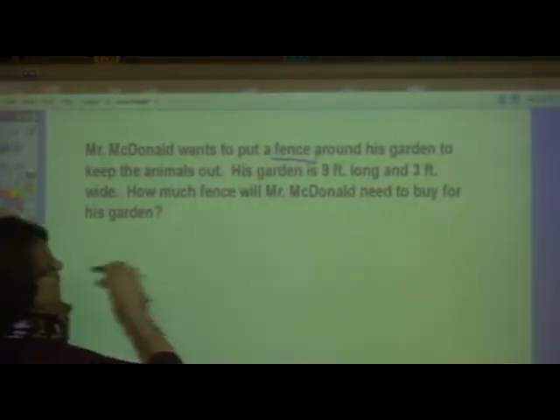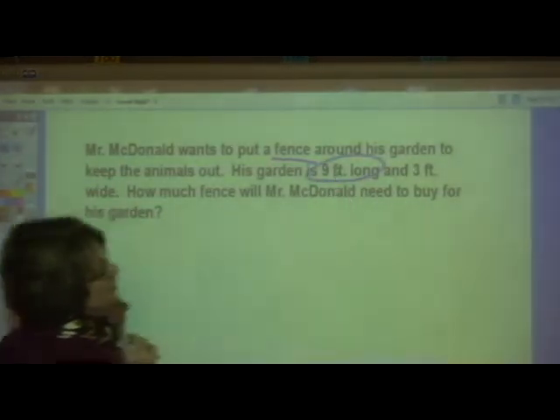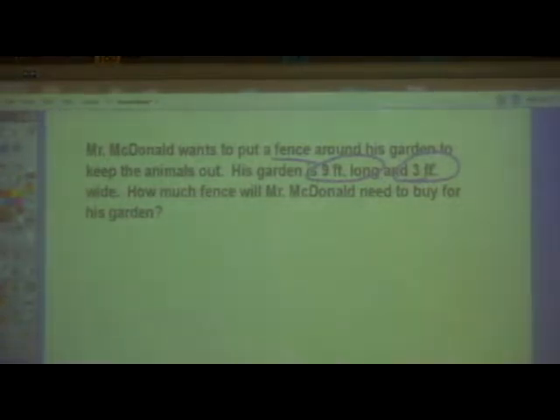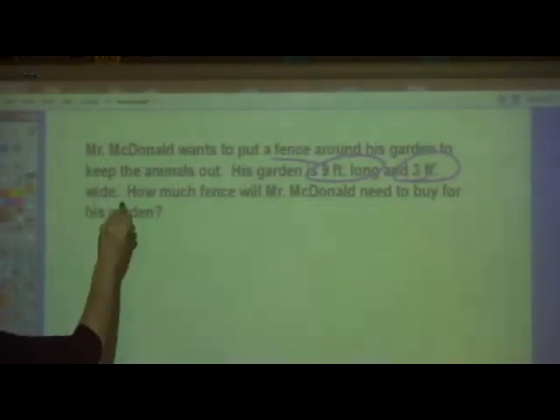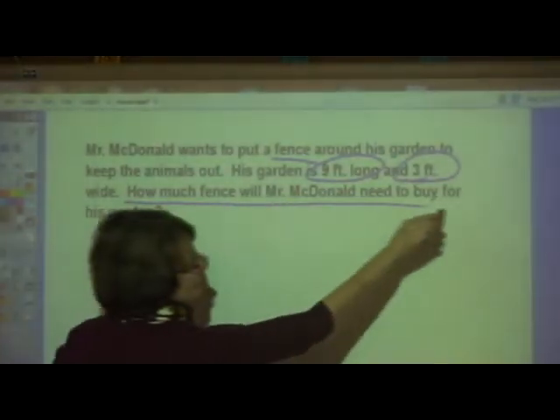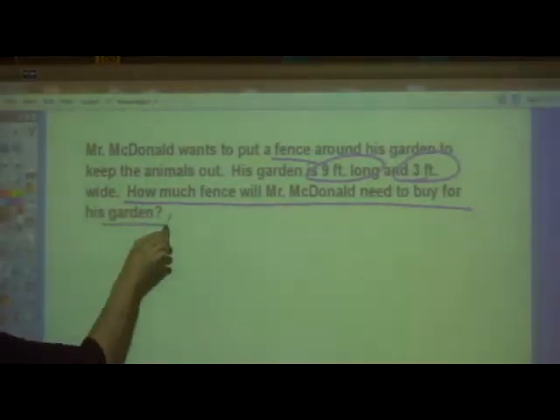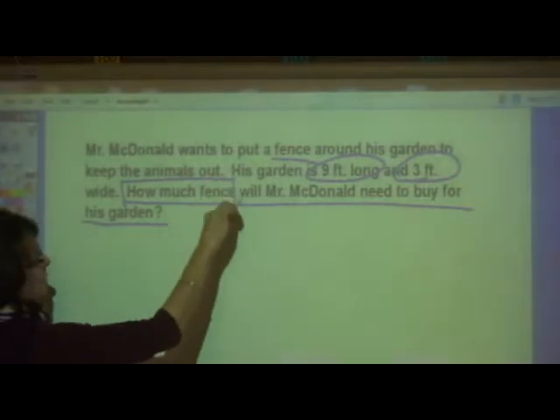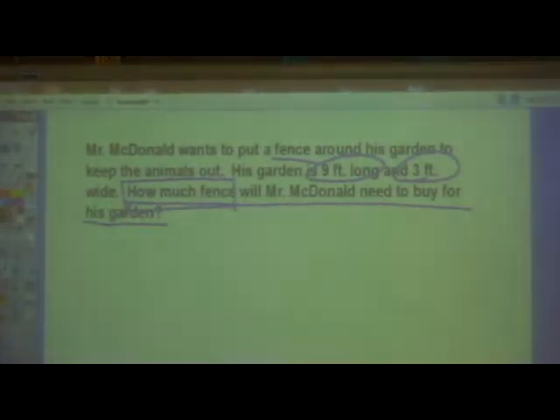Then we're going to look at some numbers. We have them circle any numbers that they see. So this garden is 9 feet long and 3 feet wide. My question, they would underline it. So how much fence will Mr. McDonald need to buy for his garden? And that hopefully helps them focus on what they're looking for. Not looking at what is he planting or anything like that. We want to know how much fence. And then they would box what they're actually looking for.